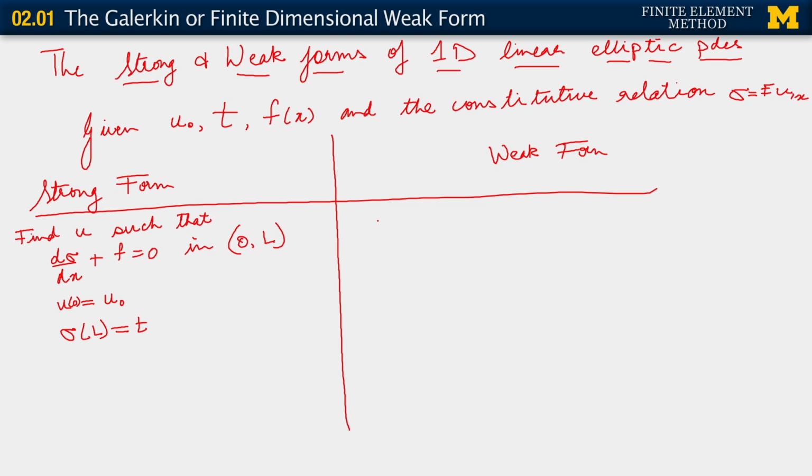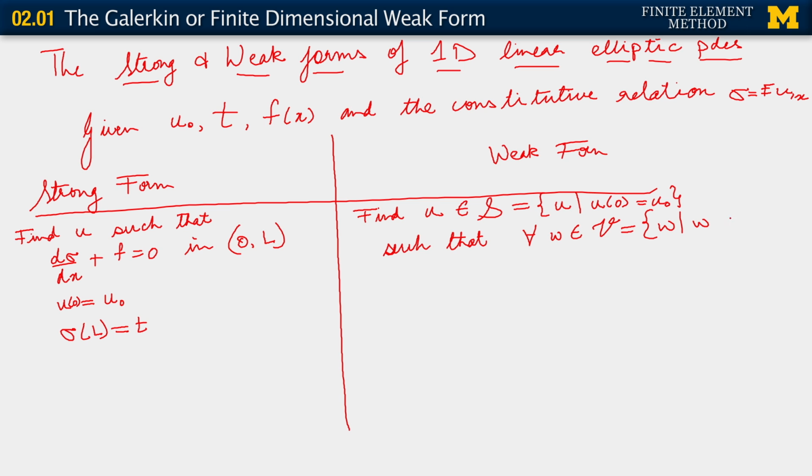The weak form is, again, given the data, find U belonging to our space S, which, as you recall from our discussion in the previous segment, incorporates the Dirichlet boundary condition. Okay, find U belonging to S such that for all weighting functions W belonging to another space V, which is characterized by the requirement that all functions in V must satisfy the homogeneous Dirichlet boundary condition. Okay, so find U belonging to S such that for all W belonging to V, the following holds, right?